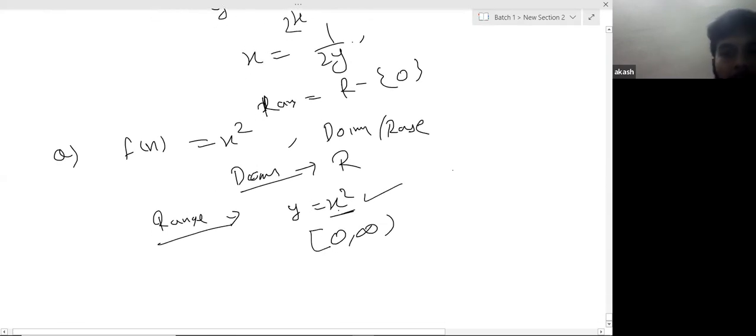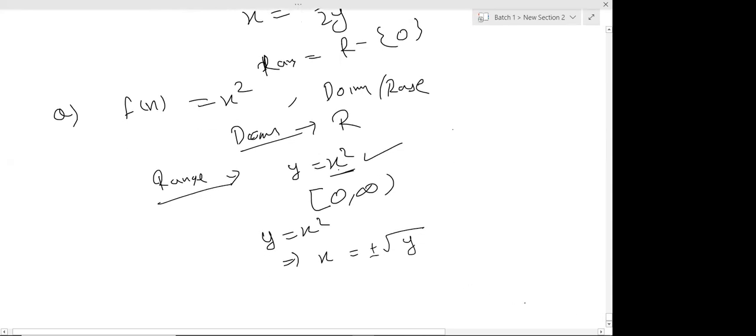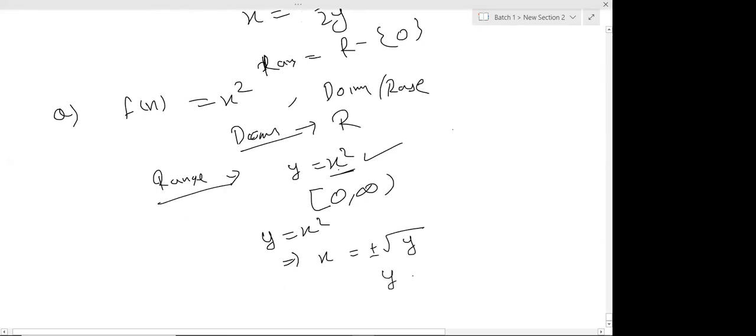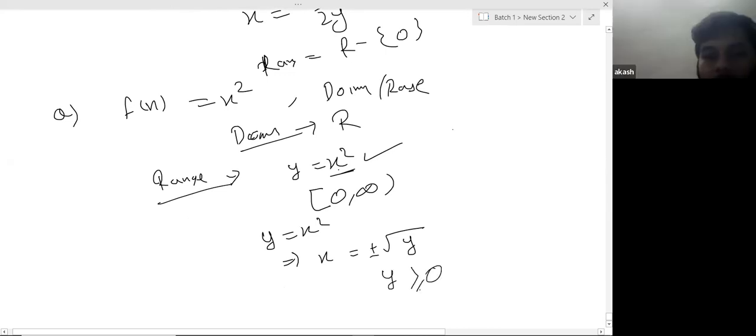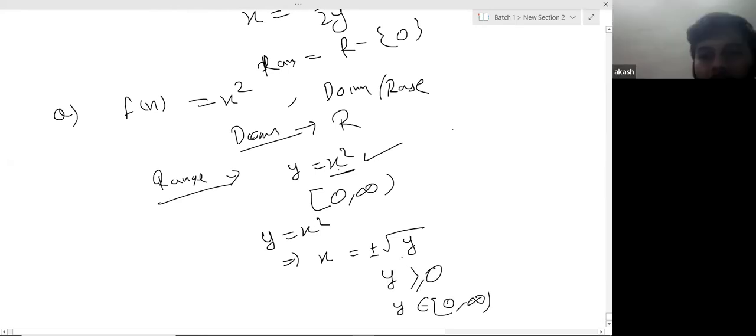But if you want to apply the method I told you, so y equals to x square, that means x is plus minus under root y. Is this clear? Yes, sir. So obviously y cannot be negative. We have to put y is greater than or equal to 0. So y is from 0 to infinite. That is our range. Right? Yes, sir. All right. So clear now, Irfan also?